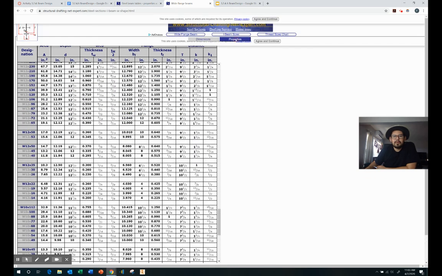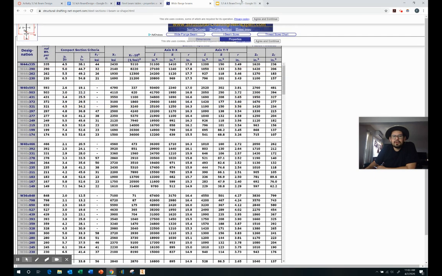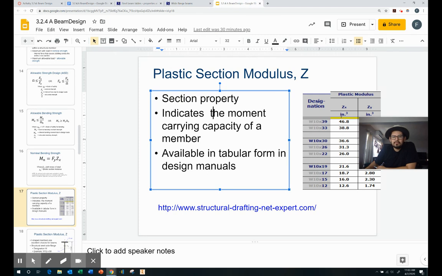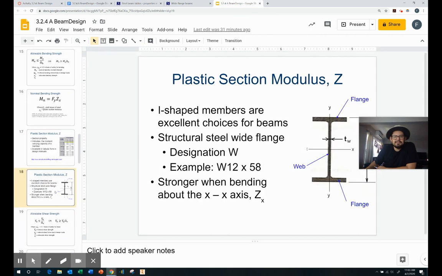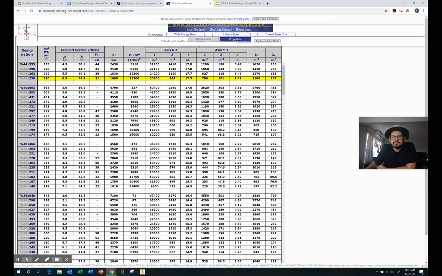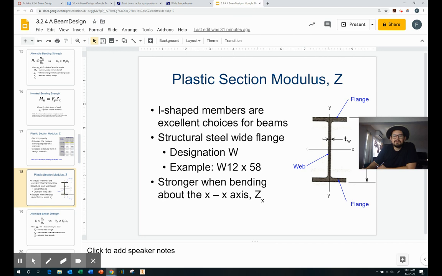So if we look at the properties tab, we can determine what the plastic section modulus is by looking at the column right here. Okay. The plastic section modulus that we're using specifically is going to be the ZX axis. So when we look at this, we're going to be focused on this section here. Because it's bending along the x-axis when it's loaded, we're going to be looking at the plastic section modulus along the x-axis, not the y.